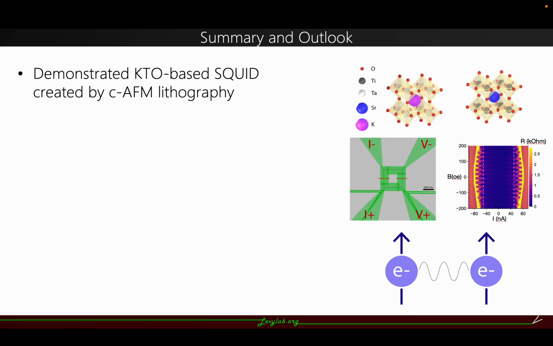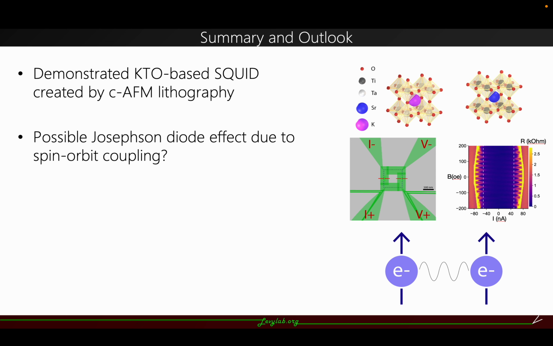So in conclusion, we demonstrated the KTaO3-based SQUID created by conductive AFM lithography, and we observed the critical current oscillation when we have two junctions, and we observed some asymmetry between IC plus and IC minus in the single junction device, which may indicate a Josephson diode effect. We plan to investigate more on the Josephson diode effect and the possible spin triplet superconductivity in the following.